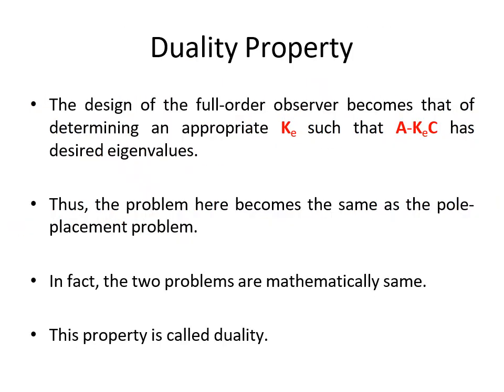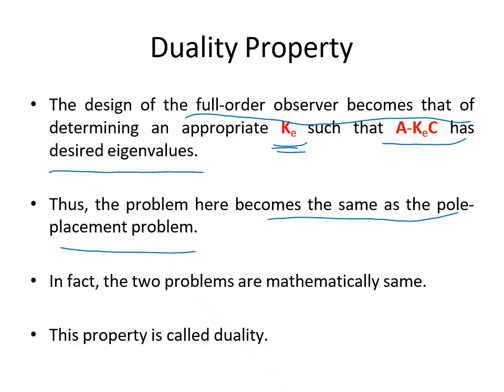Duality property. The design of a full order observer becomes determining the appropriate Ke such that A minus KeC has the desired eigenvalues or the designed poles for the system. The problem here becomes the same as the pole placement problem. In fact, the two problems are mathematically the same. This property is called the duality between the design of a state observer and pole placement.